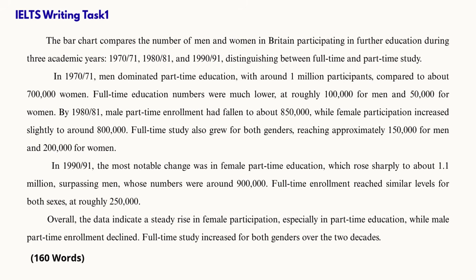In 1990-91, the most notable change was in female part-time education, which rose sharply to about 1.1 million, surpassing men, whose numbers were around 900,000. Full-time enrolment reached similar levels for both sexes, at roughly 250,000. Overall, the data indicate a steady rise in female participation.